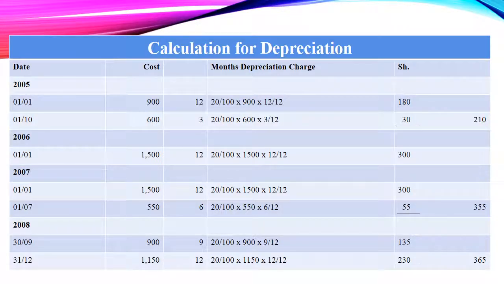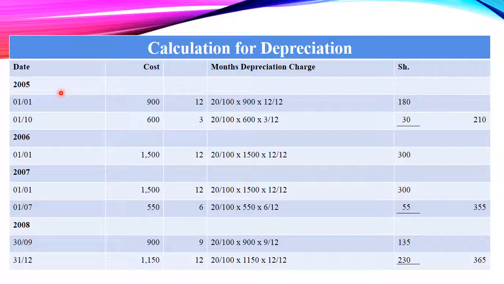Next, we are going to move to the provision for depreciation account. For us to do the provision for depreciation, we have to determine the depreciation for each period. So for us to calculate the depreciation, we'll need the following items: the period, the cost of the asset, which in this case is the plant, and the months that we are going to depreciate the assets. Let's start with the first year.